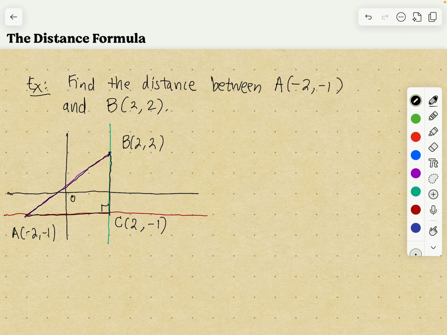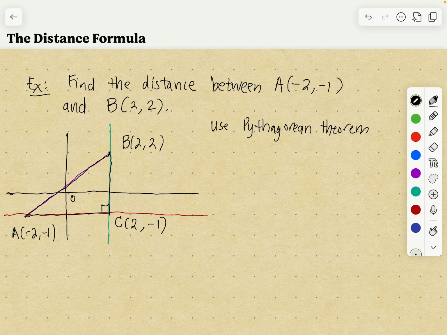Okay, now what are we going to do? We have this right triangle, and we're trying to find the length of the line segment from A to B. Well, that's the hypotenuse of the triangle. We can use the Pythagorean theorem. And to use the Pythagorean theorem, we need to find the lengths of the two legs.